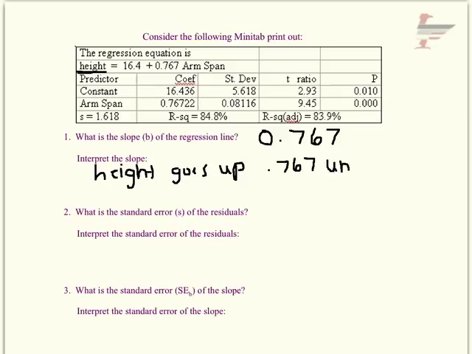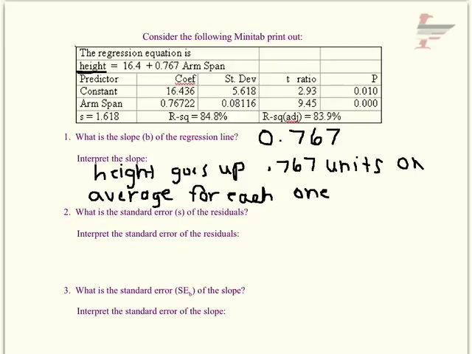I'll just say units because I don't know what those units are. On average, my height goes up 0.767 units for each 1 unit of arm span. Again, I don't know what they're measuring this in, so I'm just using the word unit versus inches or feet. So that's my interpretation. Number 2 says, what is the standard error of the residuals?